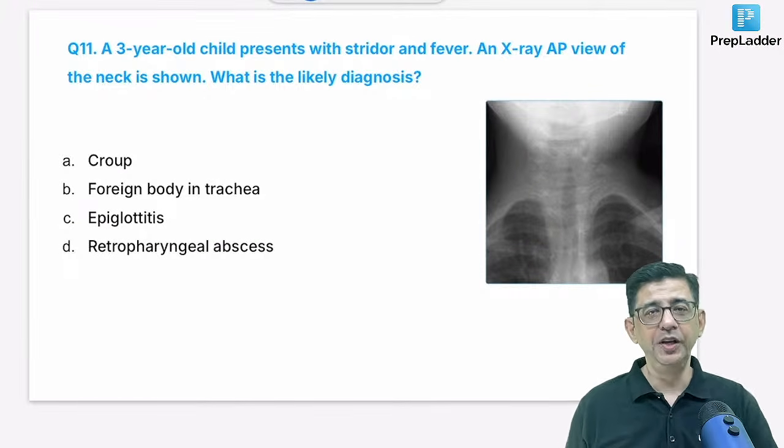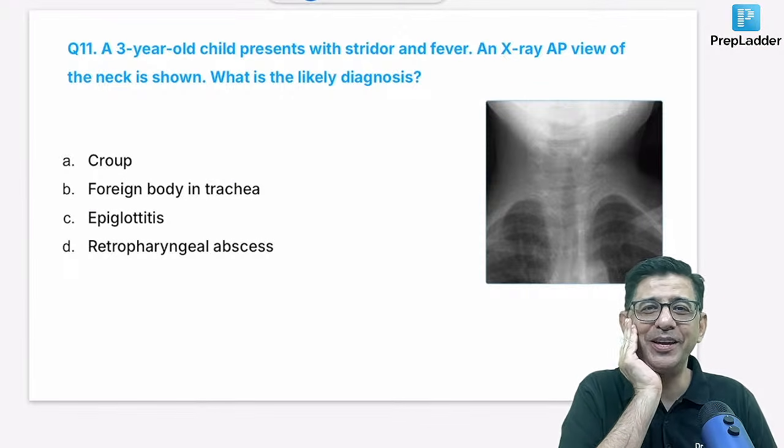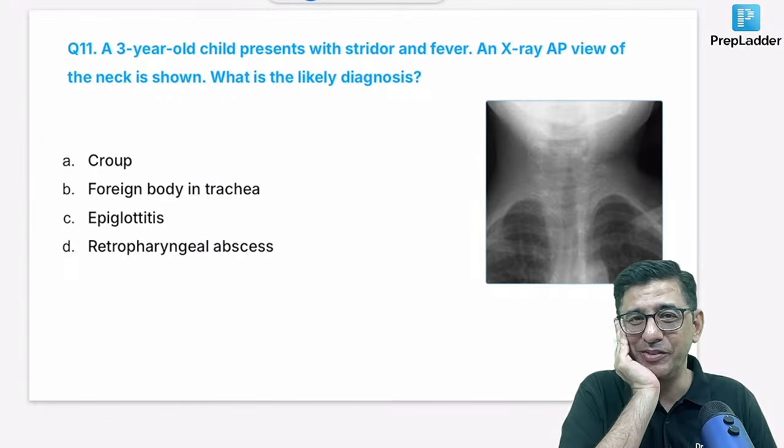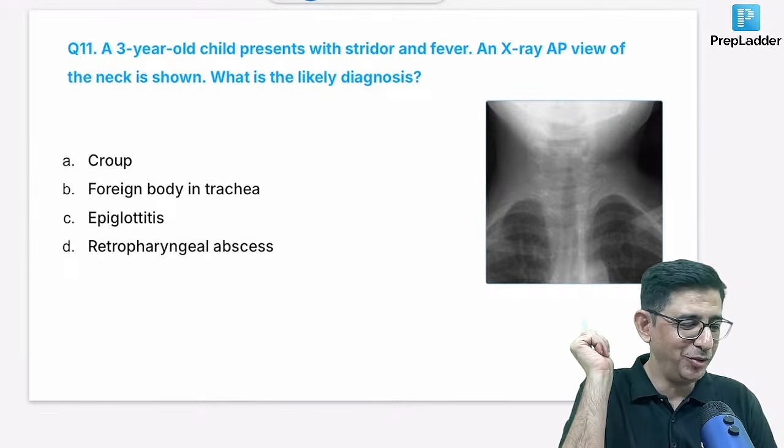We have this 3-year-old child presenting with stridor and fever, and the X-ray AP view of the neck is shown. It's so in your face, right? I would love you guys to hit the comment button here.